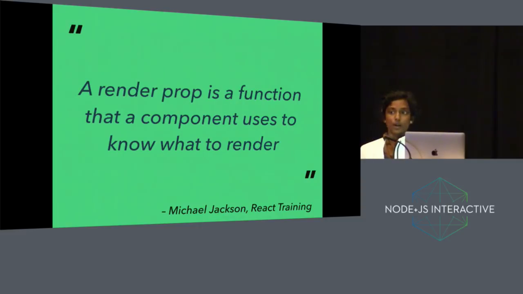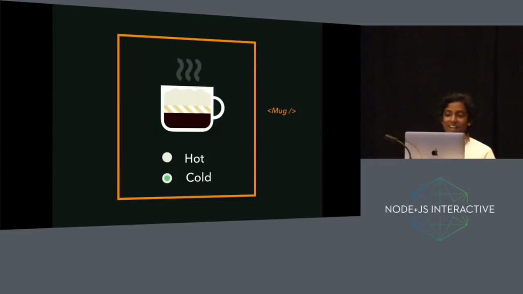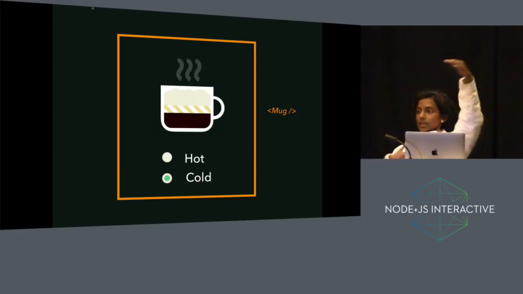A render prop, if you're unfamiliar, is a function that a component uses to know what to render. It's literally taking in a function as a prop. That's all you need to know, really. So if we have our mug component, all of the logic is within mug. We created mug, and then we created all of the radio buttons. Everything is contained within mug.